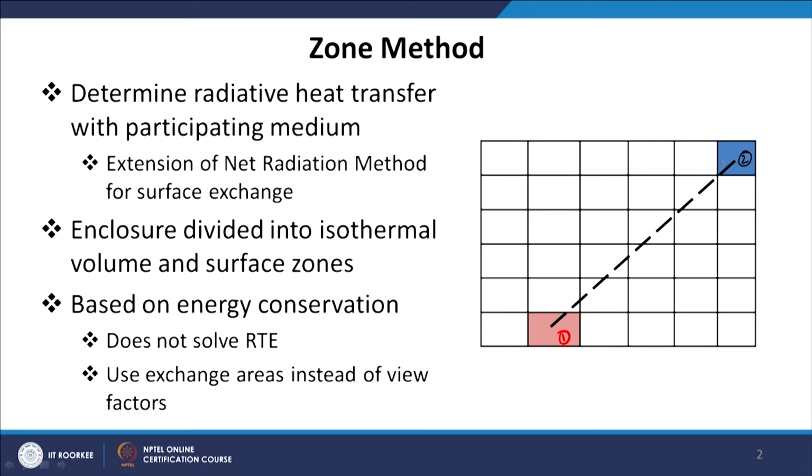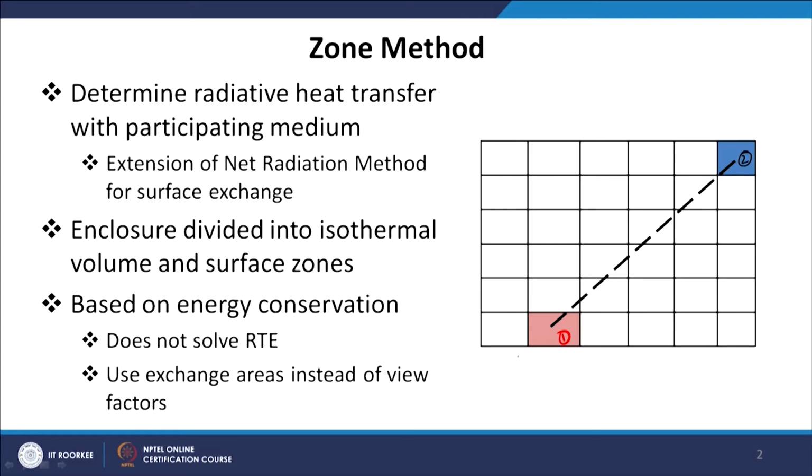This method is analogous to the net radiation method that we discussed, where we were calculating the view factors between surfaces, and based on the view factors we were able to calculate energy transfer between surfaces. Here we have to take into account how the participating media within the domain between the surfaces affects the view factor, or how the radiation is absorbed between surfaces and volumes.